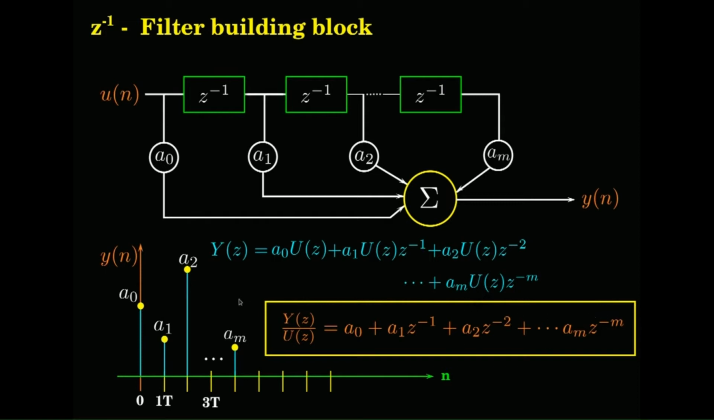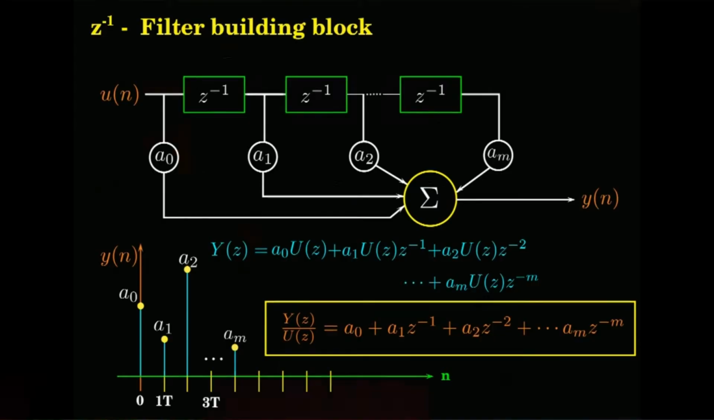Now, we say this is a transfer function. Does it have poles and zeros? It has poles and zeros, right? Where are the poles? Z equal to 0. How many poles are there? So, there are m poles, right?